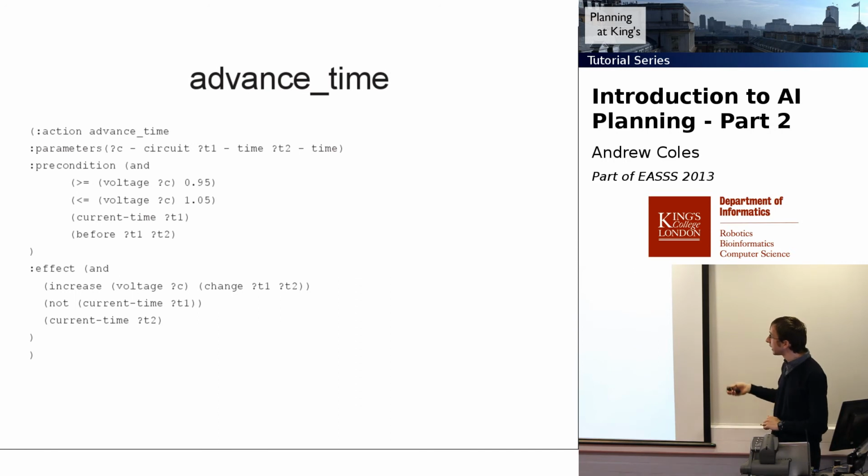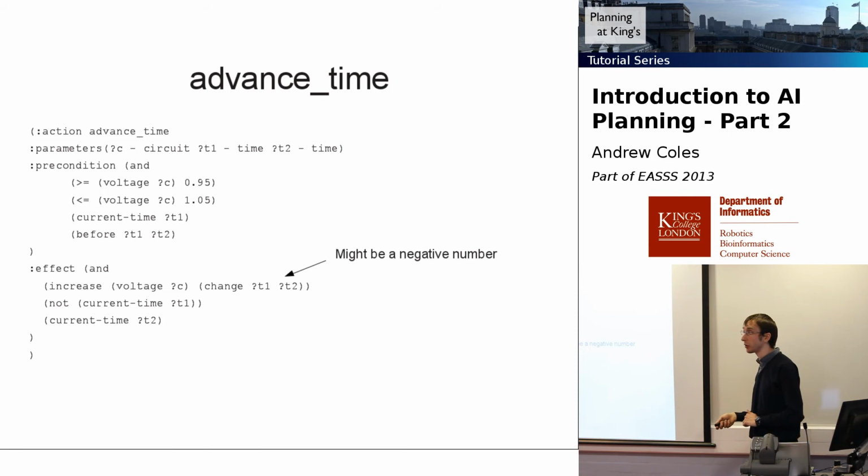So here's what advance time looks like. It has this pair of preconditions, so we can only advance time if the voltage is greater than or equal to 0.95 and it's less than or equal to 1.05. This is where the voltage on the circuit changes due to the change at that time. That might be a negative number, so just because that says increase, it doesn't necessarily mean that the voltage is going upwards, because if we increase by a negative number, it's going down.